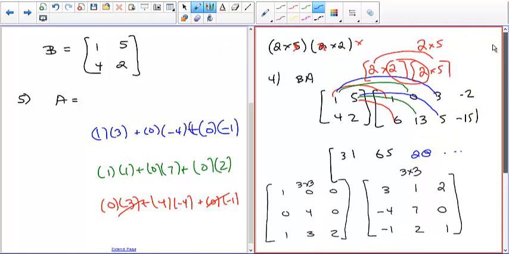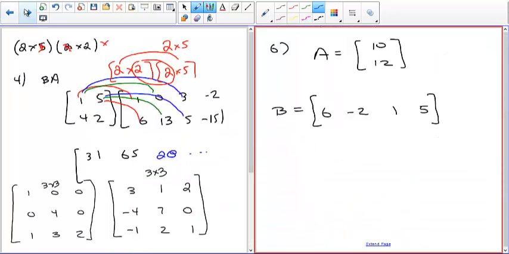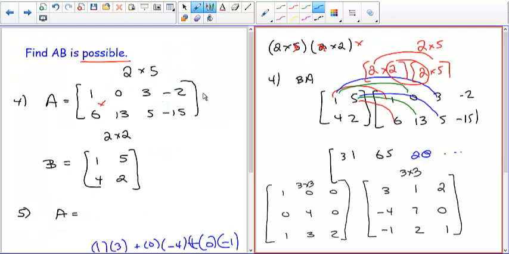What was this problem? It was this, I copied them over. It was these two multiplied together.